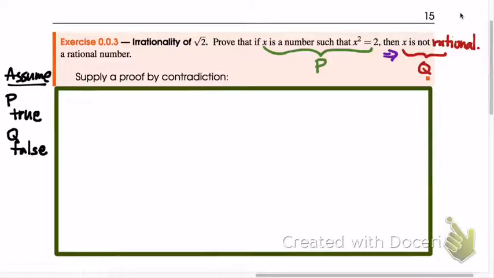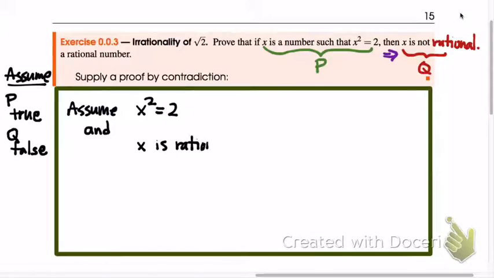So we assume that P is true. So assume that x squared is equal to 2. And that Q is false, so that x is a rational number. So there are our set of assumptions. There's not much that we can do with the first one, but the second one we need to expand on.